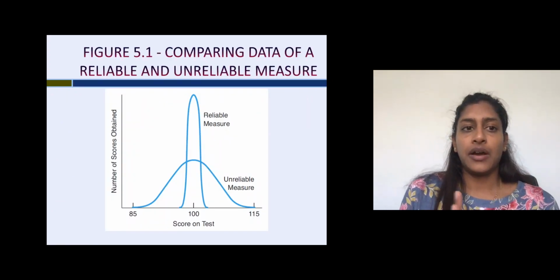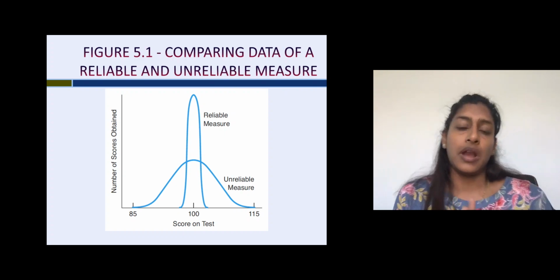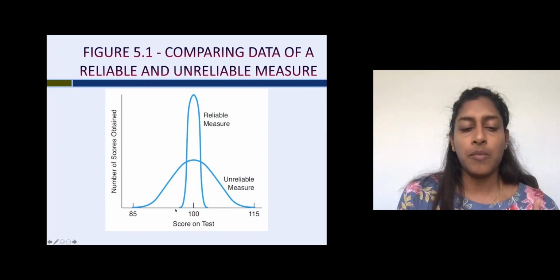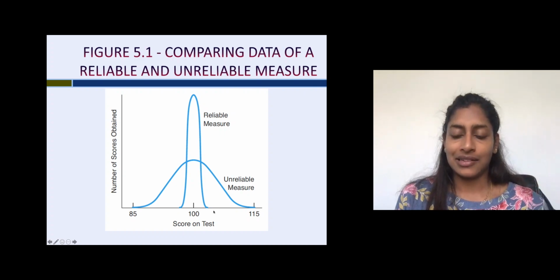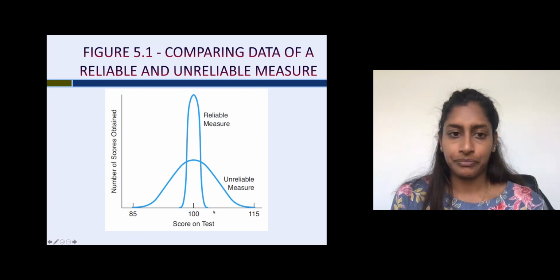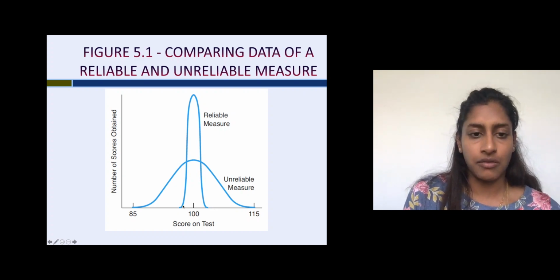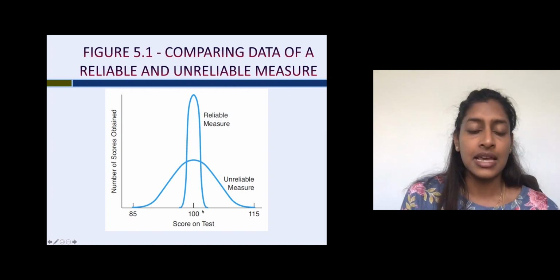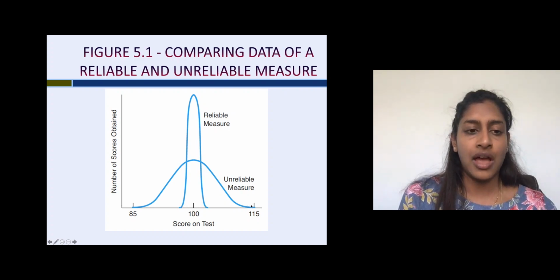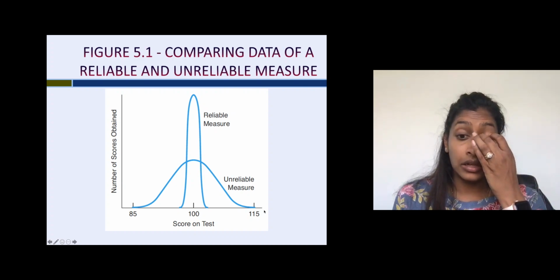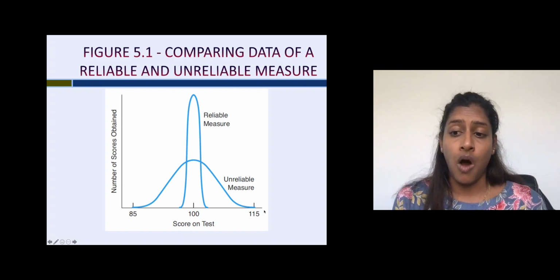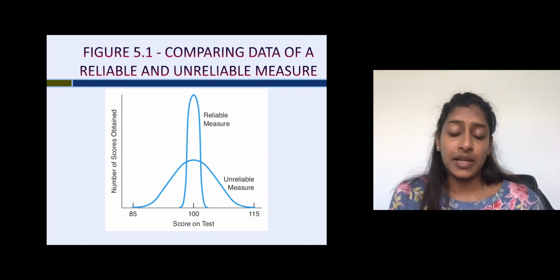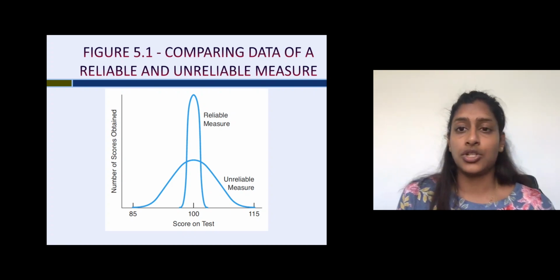So this is kind of comparing the data of a reliable and unreliable measure. A reliable measure, if you look at this, has a lot less variation, right? I mean, the variation between this person and this person is a lot less than in this unreliable measure. Look how much difference we can get here. So again, we really want that reliability in our measure.